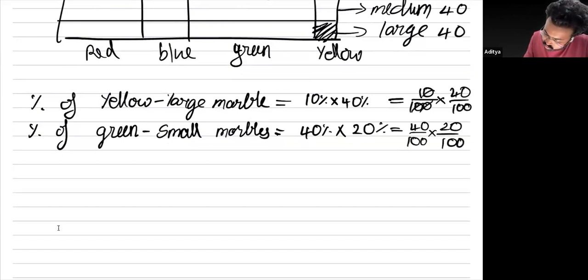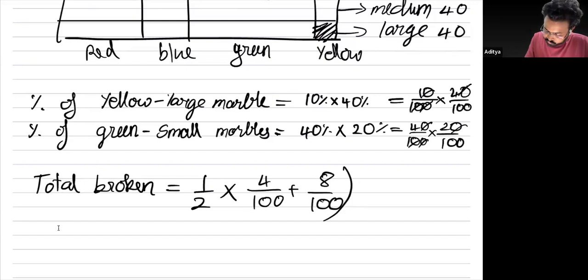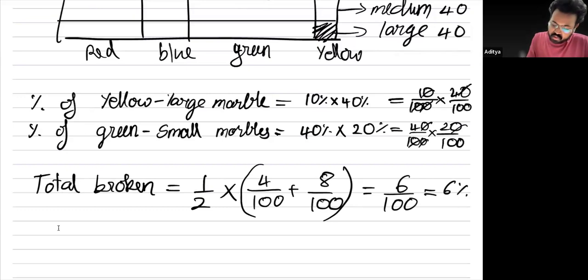Cancel some zeros. And you'll find that total broken is equal to half of whatever this fraction is, 4 by 100 plus 8 by 100. So you get that this is 6 by 100. 6 by 100 can be written as 6%. So you can always replace 1 upon 100 with the percentage symbol, and you get the final answer also. This is a fraction, this is a percentage. Both are equivalent quantities. If you have been asked percent, then this is the answer.